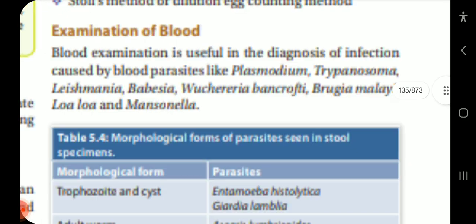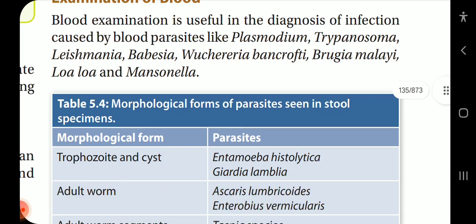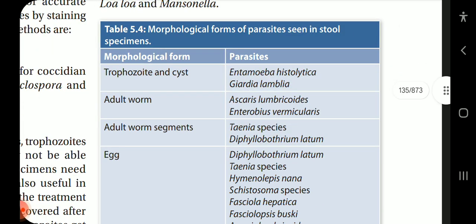Now, examination of blood. Blood examination is useful in the diagnosis of infection caused by blood parasites like Plasmodium, Trypanosoma, Leishmania, Babesia, Wuchereria bancrofti, Brugia malayi, Loa loa, and Mansonella. Morphological forms of parasites seen in different specimens.